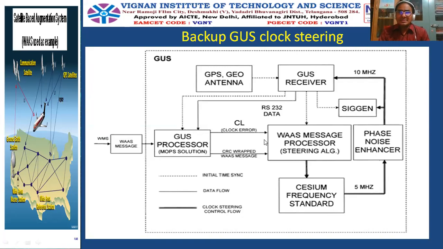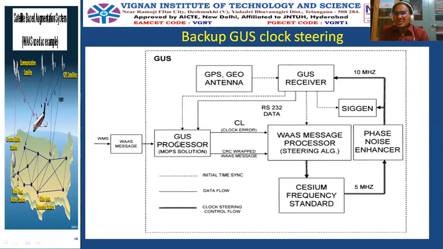So this continuous line indicates the data flow. The dotted line indicates the synchronization between each block, that is the initial time sync, and this broader line is the clock steering control flow. How the clock is steering that control flow. So try to understand this.